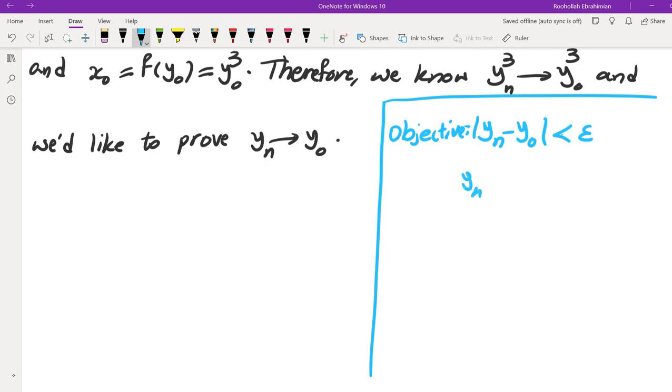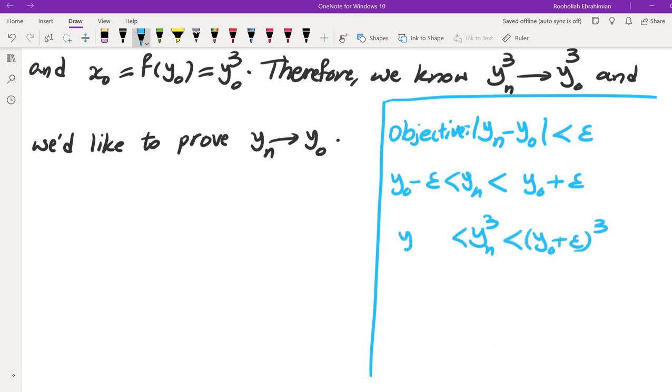Okay, so let's rewrite this one. If you open this up, we get yn is less than y0 plus epsilon and greater than y0 minus epsilon. Now, since I'm dealing with yn cubed and y0 cubed, it would make sense to cube this to see how we can relate this with what we are given. So this is what I'm trying to prove. Because the cube function is increasing, strictly increasing in fact, these two are equivalent.